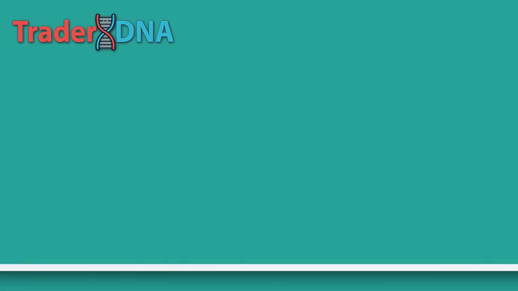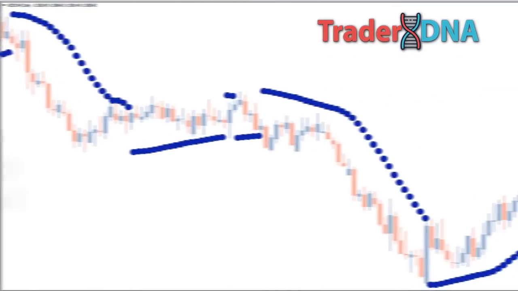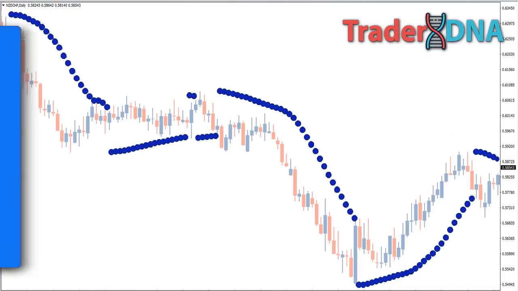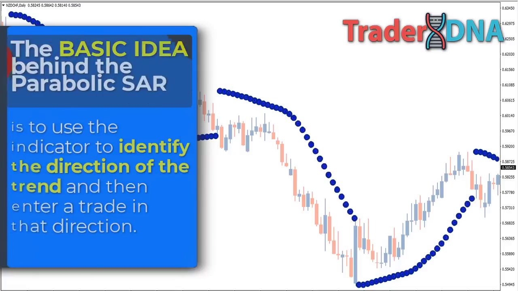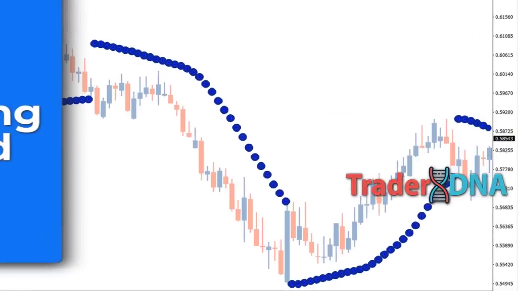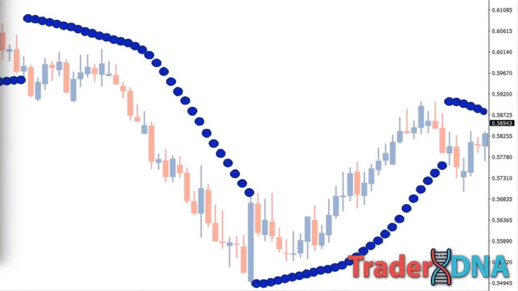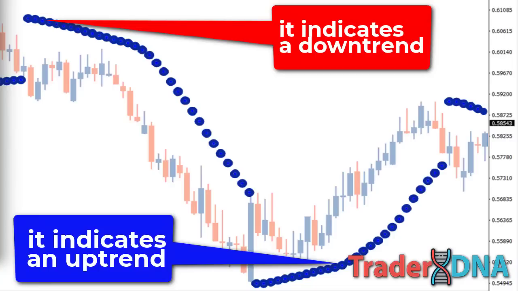Parabolic SAR trading strategy. The parabolic SAR is a trend-following technical indicator that is commonly used by traders to identify potential entry and exit points in the market. The basic idea behind a parabolic SAR strategy is to use the indicator to identify the direction of the trend and then enter a trade in that direction. Here's how the strategy works. First, identifying the trend. The parabolic SAR is used to identify the direction of the trend. If the dots are above the price, it indicates a downtrend, and if the dots are below the price, it indicates an uptrend.